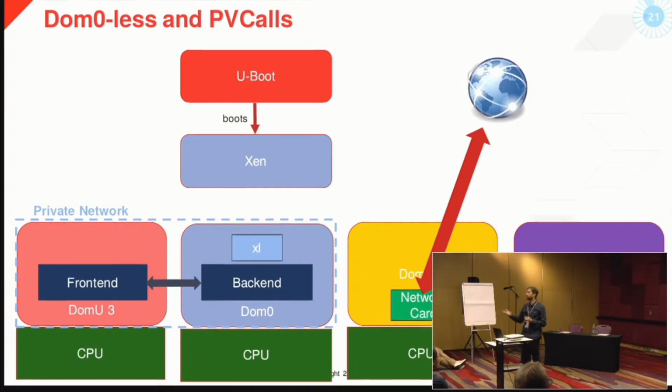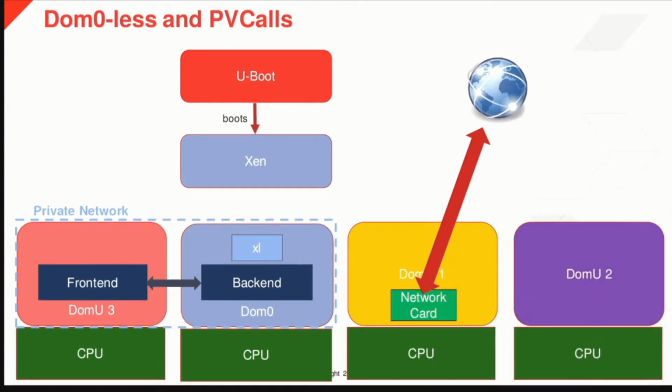Just to make the thing a bit more interesting, I assigned the network card, the only network card on the system, to the yellow VM. So I'm going to show that the yellow VM has network connectivity. In the demo it is DOM1 that has network connectivity. Nobody else has.